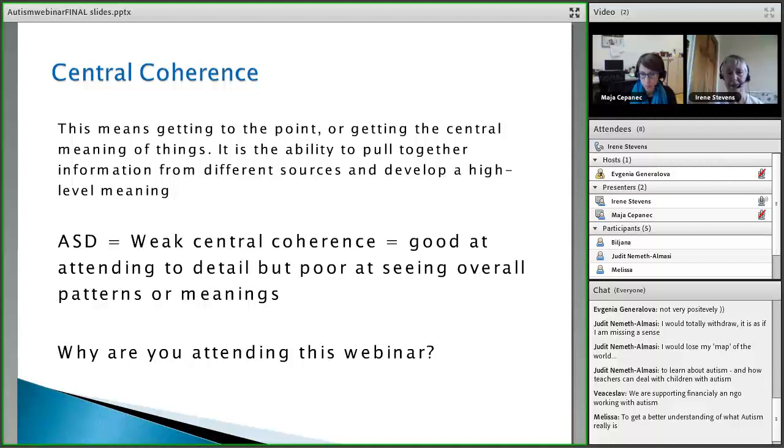Now, if a person affected by ASD was attending this webinar, they may set out to be looking at what autism is, but they may end up losing that point because they get lost in the detail. So they may end up attending to, for example, are all the font sizes the same? Are the colours the same between the slides? And this is a problem with central coherence. So what we're finding in some of the research is that children and young people with ASD lack central coherence and become very fixated on what seems to be not very relevant details.